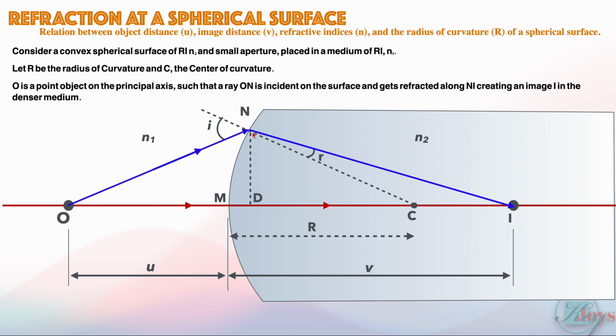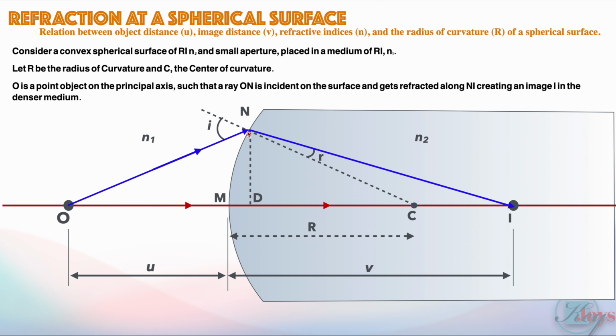Now I'll drop a line from N onto the principal axis, that is ND, just to understand the geometry of the diagram here. And also just remember that this MD is very, very small for paraxial rays. Paraxial rays means rays which are very close to the principal axis.